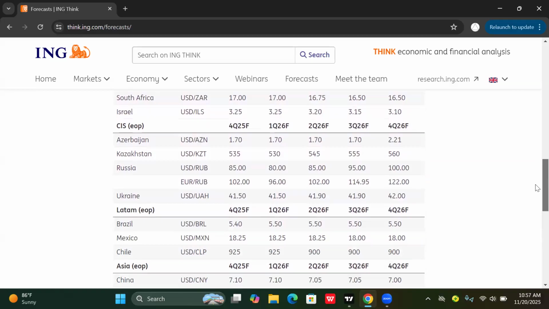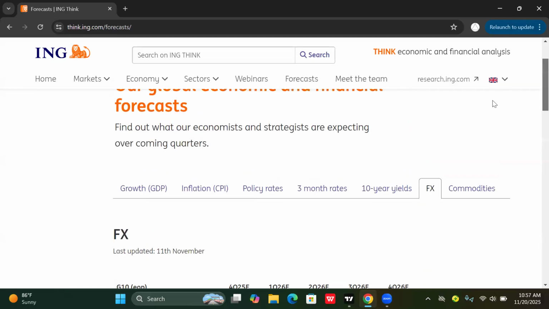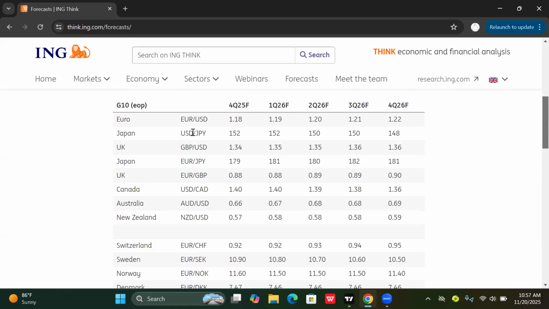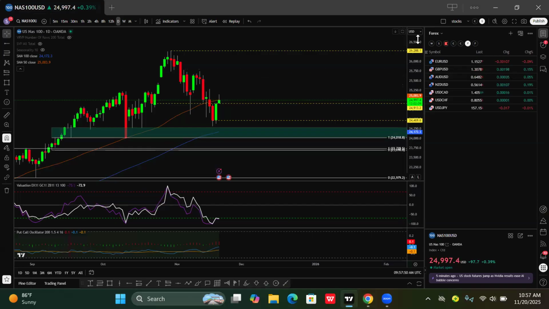Let's go to emerging markets. Not really something I would look at. So my main focus here is USD/JPY, right? The ING Bank is forecasting a steep, continuous, steady decline until the rest of 2026. Now, why this forecast? Let's go to another institution I like to look at.